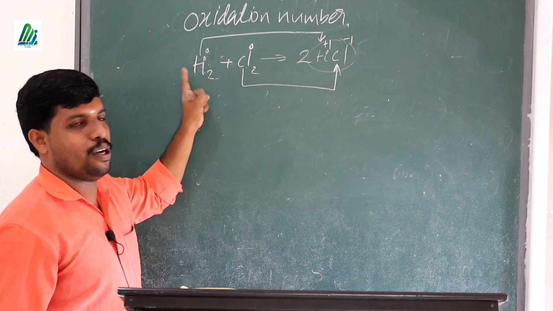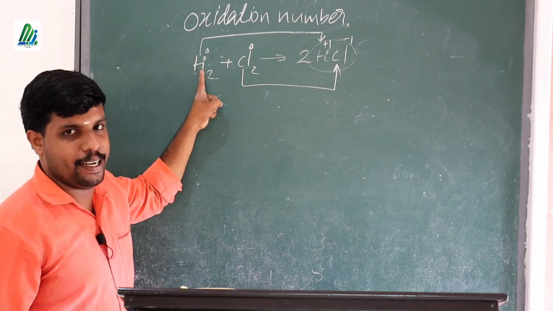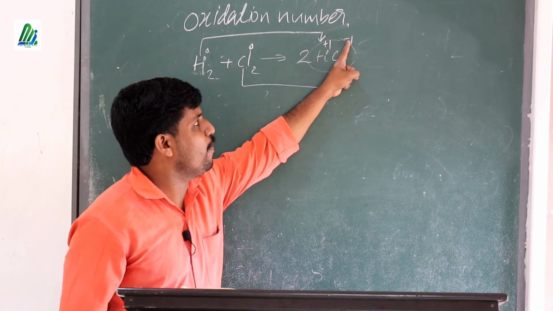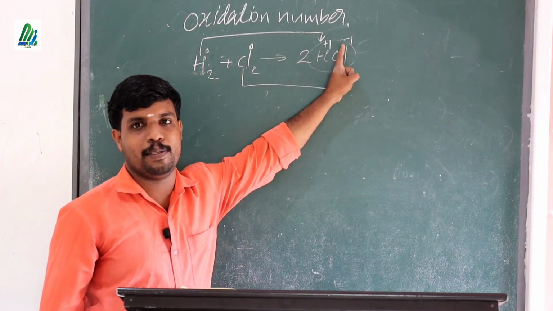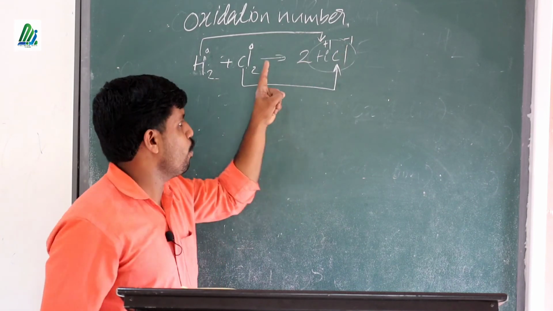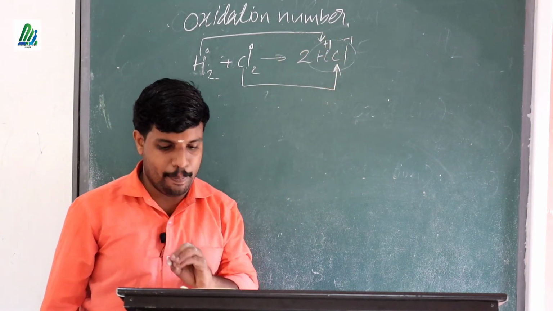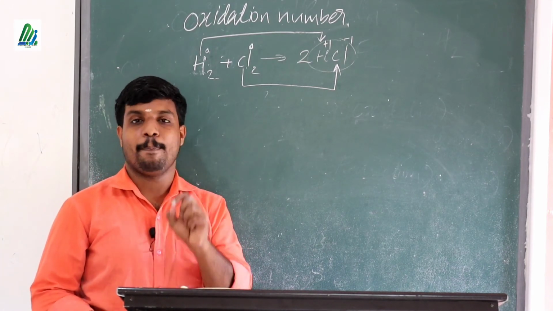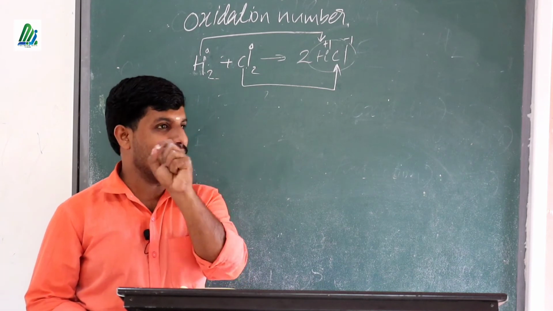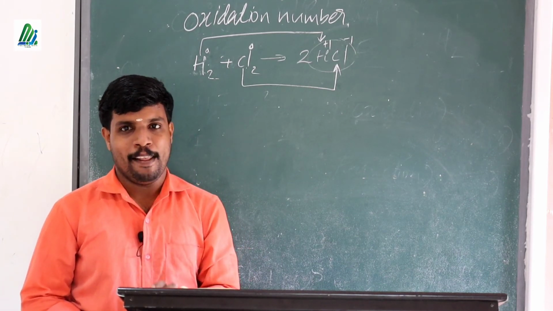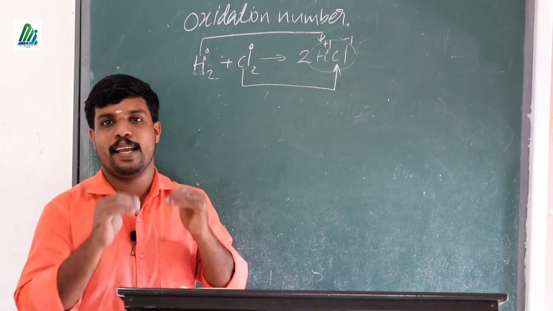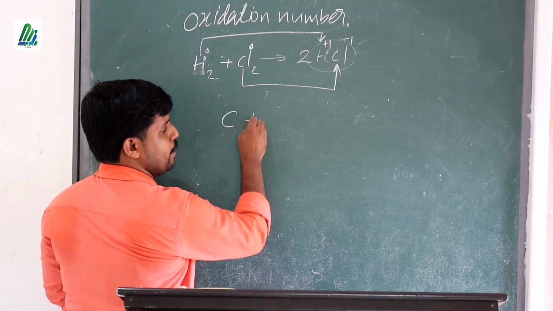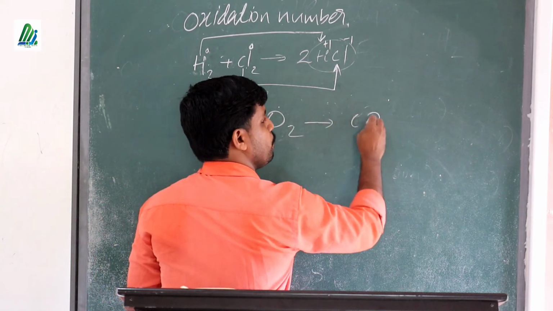So oxidation occurs for what? Oxidation occurs for hydrogen. Chlorine's oxidation number is 0. After the reaction, what does it become? -1. After the reaction, it becomes -1. So the oxidation number decreased. If the oxidation number decreases, that is reduction. The process in which the oxidation number increases is called oxidation, and the process in which the oxidation number decreases is called reduction. Oxidation and reduction.